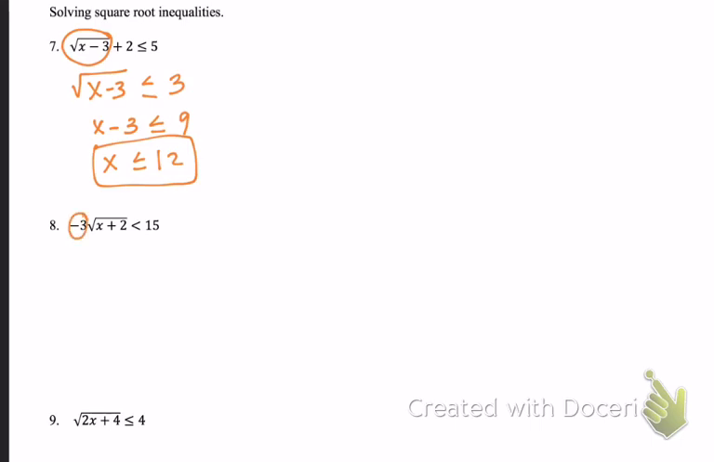Number 8, remember, so the rules still do apply. If I divide by a negative, that means I'm going to flip the sign. So if I'm going to divide by negative 3, the square root of x plus 2 is greater than 15 divided by negative 3, which is negative 5. So then I square both sides, so x plus 2 is greater than 25. x is greater than 23.